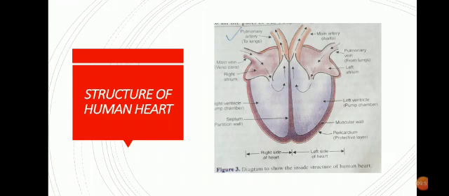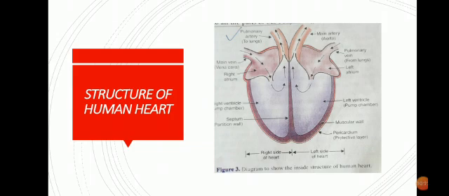Now here you can see the left side of the heart. It is completely separated from the right side of the heart by means of a partition wall. Here you can see in the middle a partition wall is there. That partition wall is known as what? Is known as septum. Right, the name of the partition wall is septum. So what is the function of the septum? The septum prevents the mixing of oxygenated blood on the left side with the deoxygenated blood on the right side.